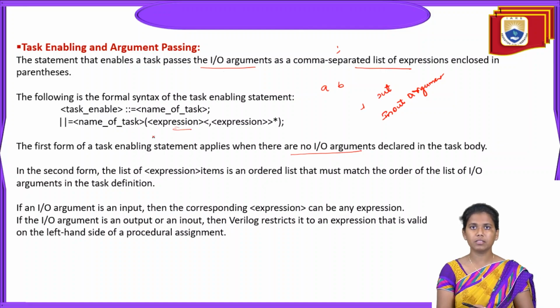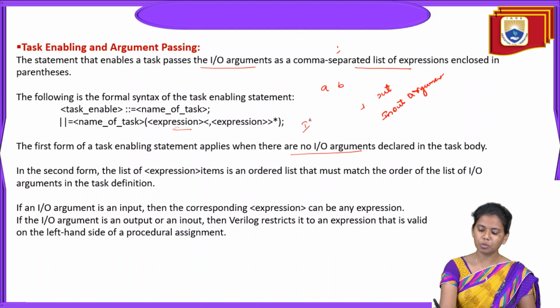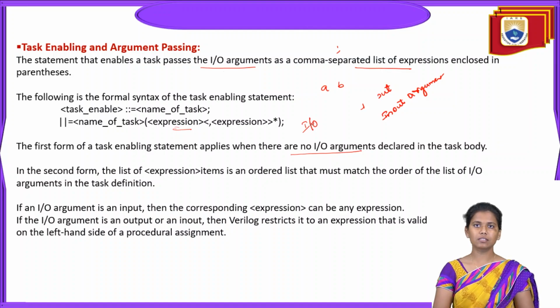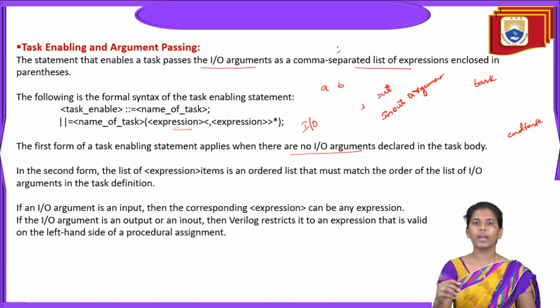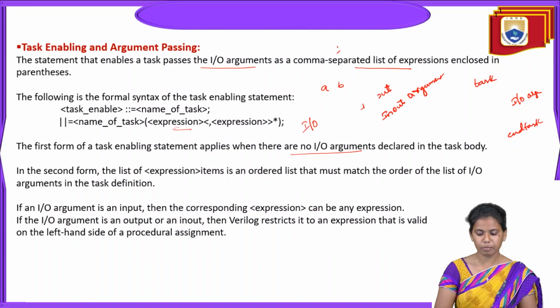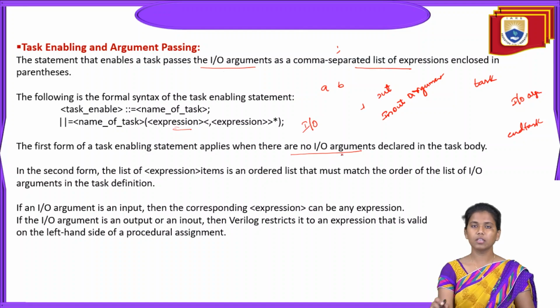Expressions are nothing but the statements. So these are the enabling statements. We will apply these enabling statements where there are no input-output arguments declared in the task body. In the task body, that means what? Between the task and the endtask, there is no way of declaring the input-output arguments, right? That is what the sentence talks about. Then, in the first form, we are saying that there is no input-output argument declared in the task body. That is the first thing.